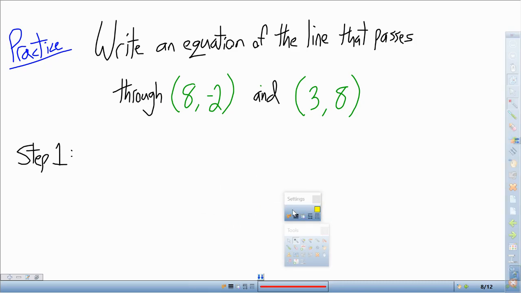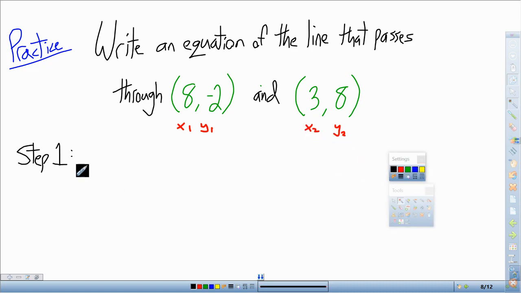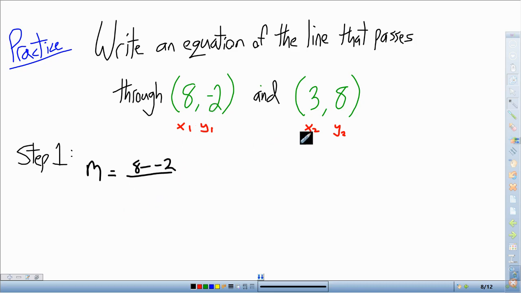All right, so real quick, first thing, here's my x1, my y1, my x2, my y2. Let's plug it into the slope formula. I've started to memorize this. So y2 minus y1, which is negative 2 minus... careful about getting that double negative. On the bottom, x2, 3 minus x1, 8.